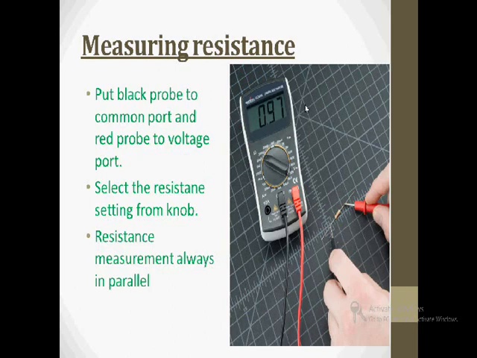Next is resistance, which we also measure in the same way. Our probe selection is the same, but our knob selection is now in the ohm range, and we select the resistance here and measure it. So now we get the resistance here about 0.9 kilo ohm. And resistance is measured in parallel. Now you can see the probe is connected parallel to the resistance.